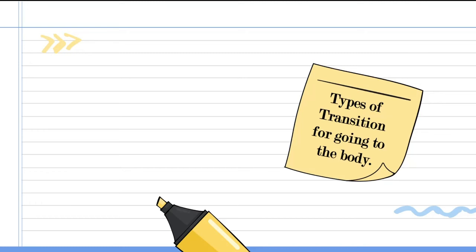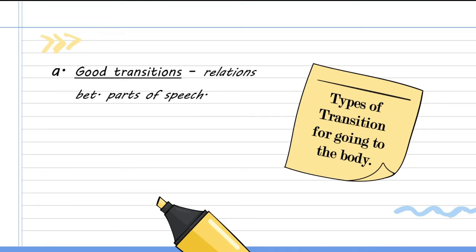Actually, there are types of transition. Good transitions show the relations between parts of the speech.